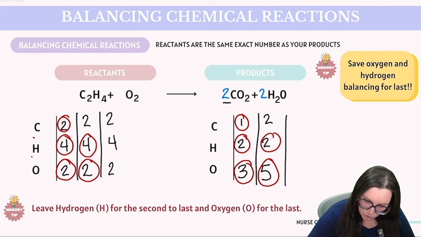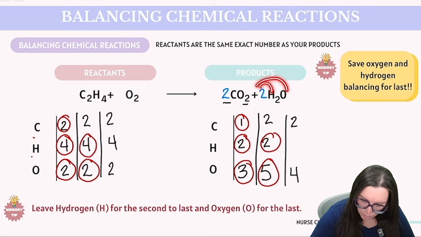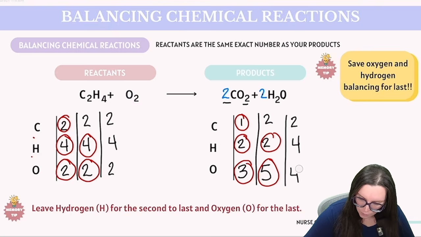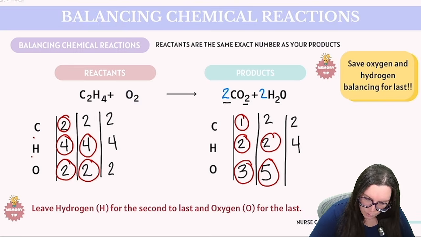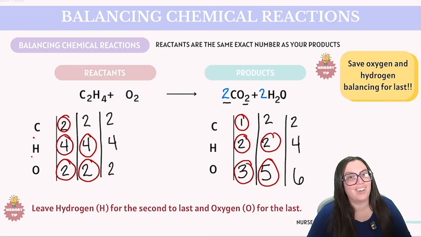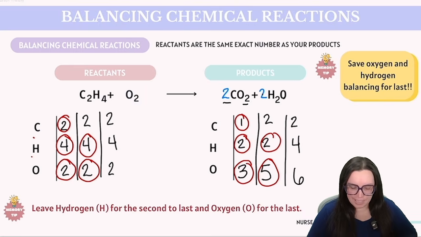So I have 2 carbon, I have 4 oxygen. Now again, I added this coefficient of 2, so we're going to multiply everything by 2. So now I have 4 hydrogen, and now I have 2 extra oxygen here because the coefficient of 2 is also affecting my oxygen. So 4 plus 2 is going to give me a total of 6 oxygen. So let's see if we're balanced.